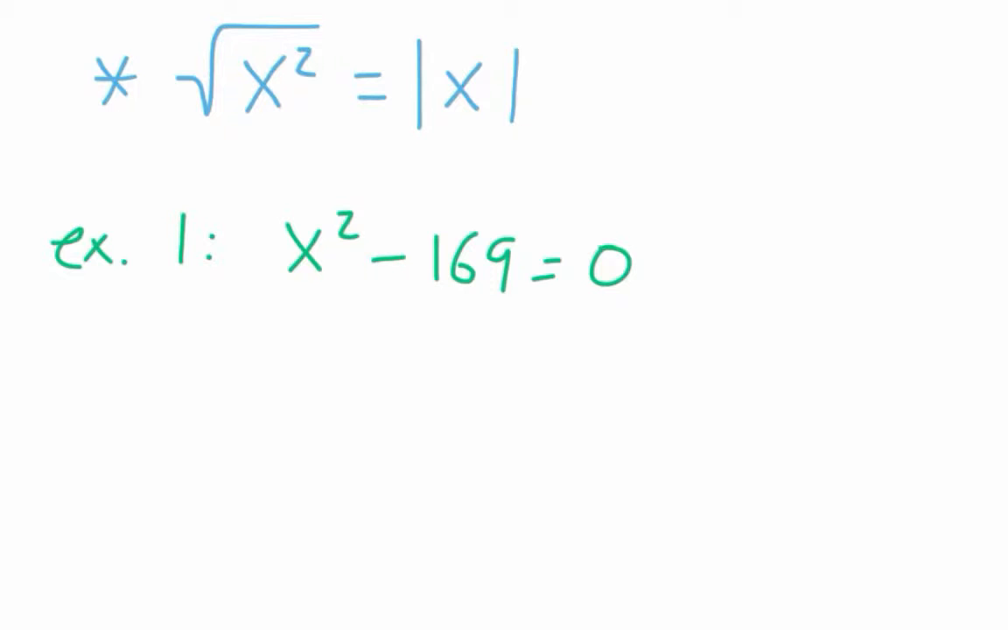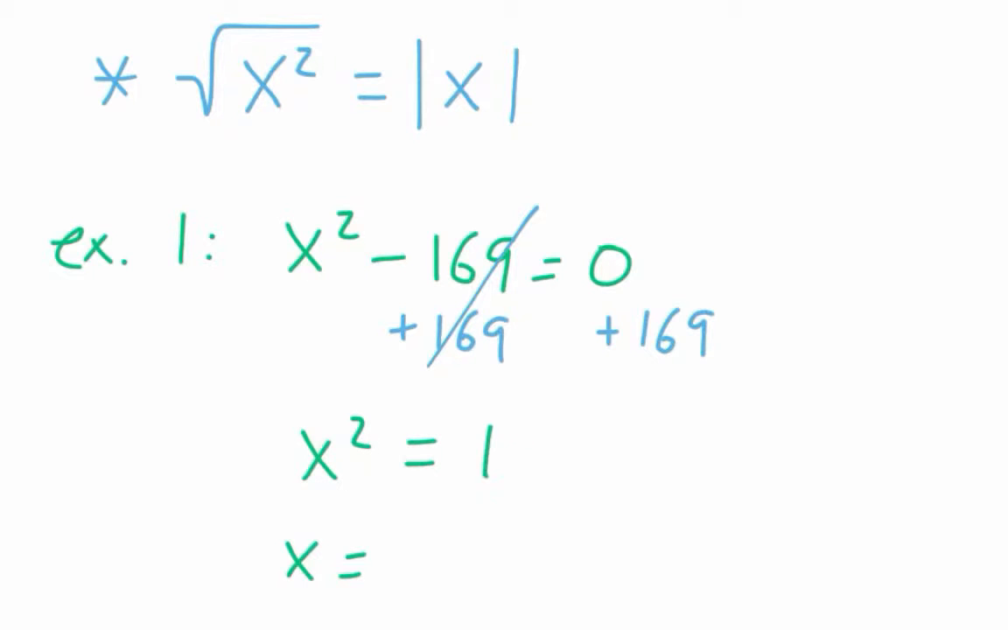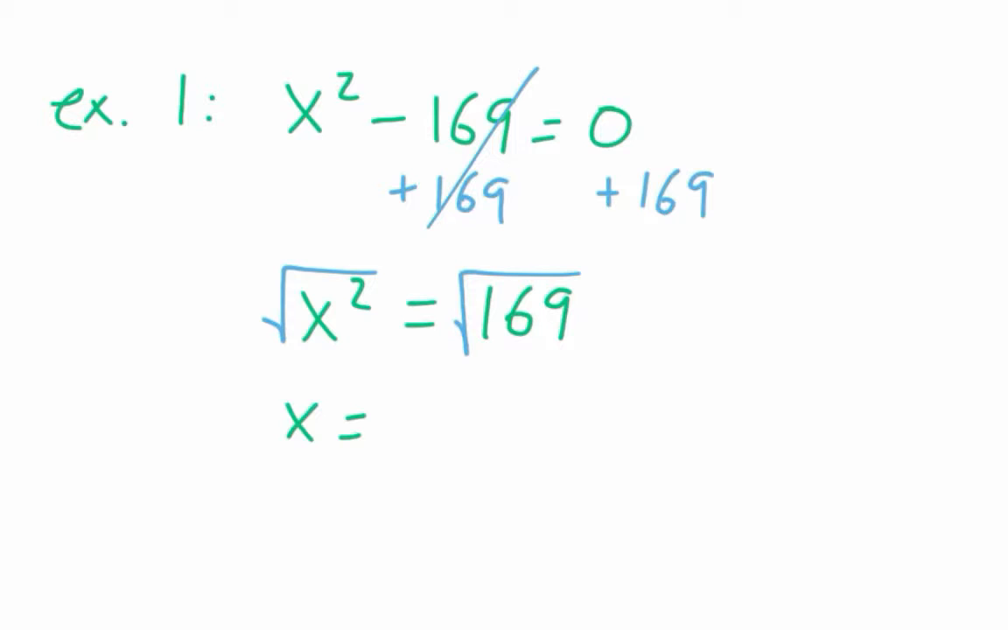Well, do you agree that to get x by itself, the first step is to move that 169, right? I could do that by adding 169 to both sides to cancel it out on the left. So I have x squared equals positive 169. Still tracking with me? All right. Now if we want to get x by itself, we have to undo the squared. You undo a square by square rooting. Whatever I do to the left side, I have to do to the right side. So the square root of 169 equals 13.